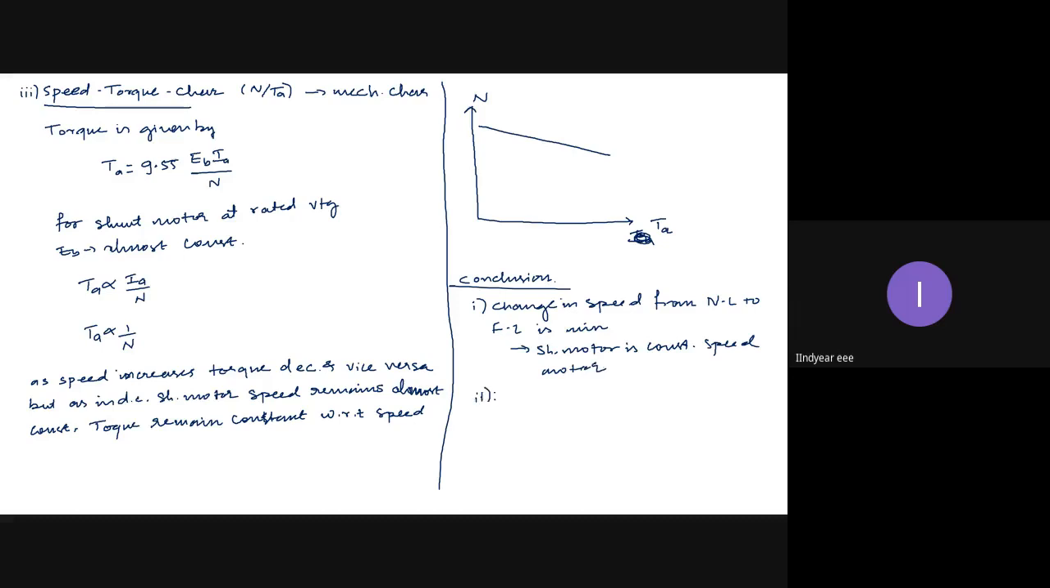Second point, starting torque is poor. The starting torque of a DC shunt motor is poor, as torque is just proportional to armature current. So these are the conclusions that we derive from the study of characteristics of the DC shunt motor.